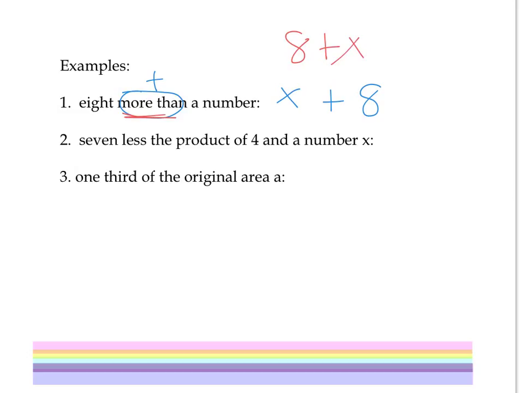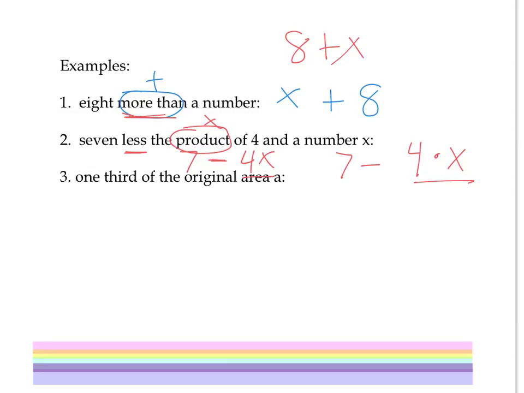Okay, so then we get 7 less the product of 4 and a number x. So I have 7 less the product. Product tells me we're multiplying. So I'm going to go 7 minus the product of 4x. And again, 4 written next to x, for those who aren't sure, we could also write as 7 minus 4 times x. This and this that I just underlined are the same.